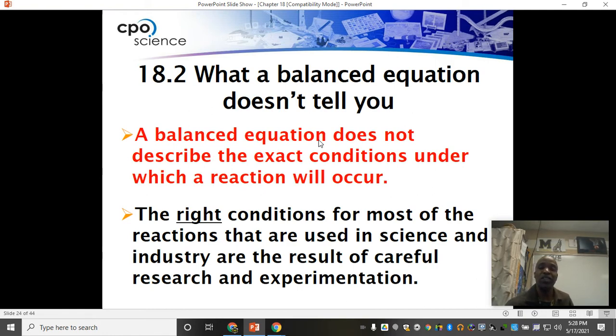A balanced equation does not describe the exact conditions under which a reaction will occur. The right conditions for most of the reactions used in science and industry are a result of careful research and experimentation.